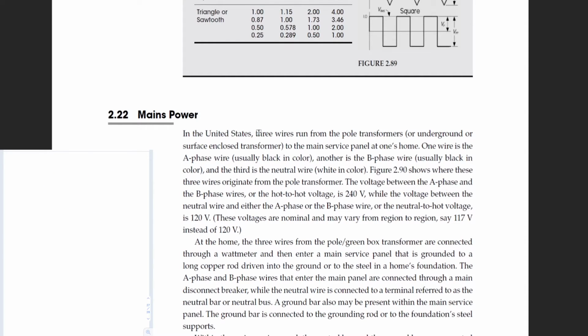In the United States, 3 wires run from the pole transformers or underground or surface. So I don't need to know too much about mains for this year's modules. However, I'm studying power electronics next year, and I actually want to get into power engineering. So I should probably pay attention to this.